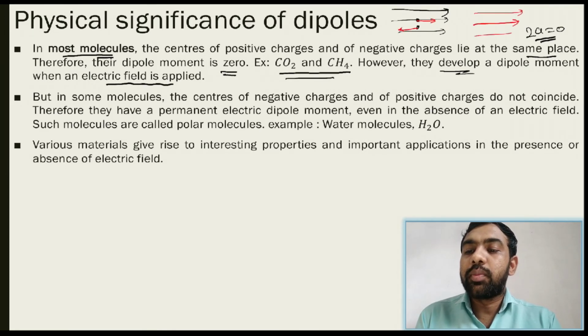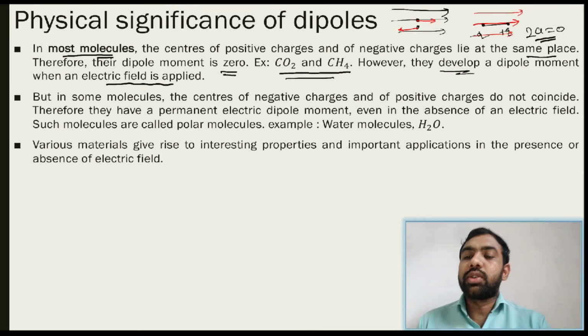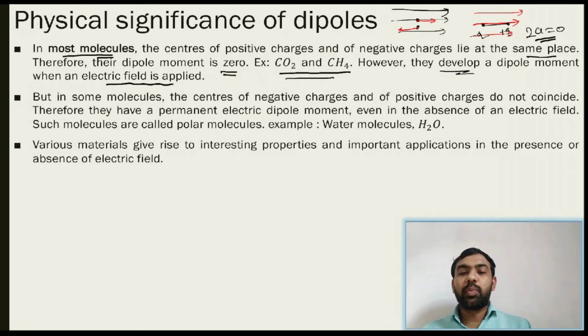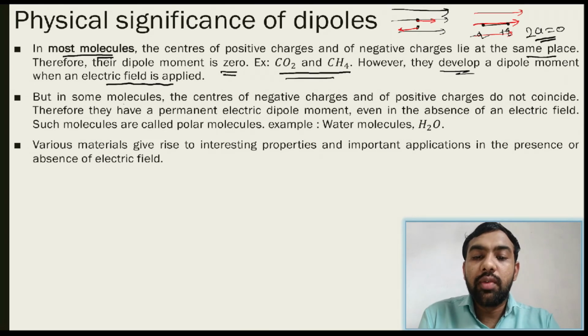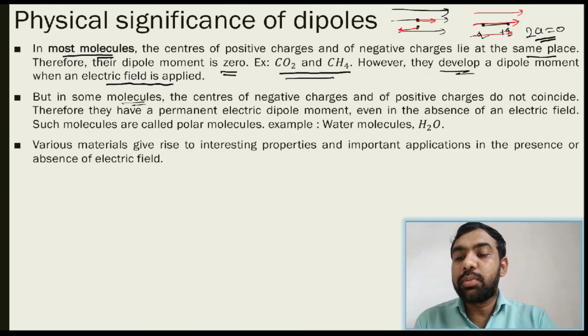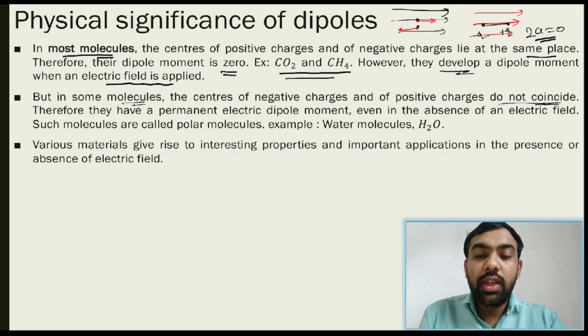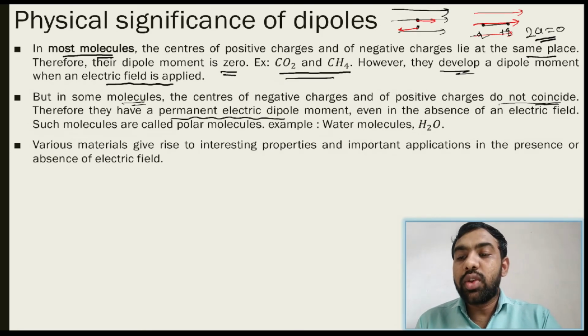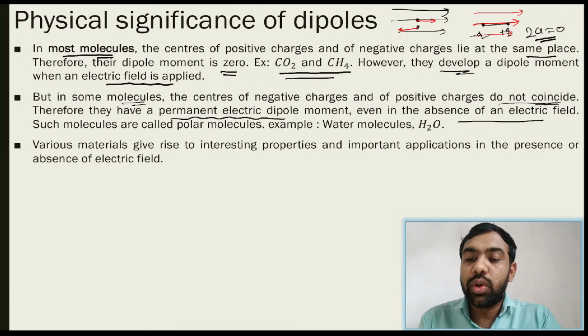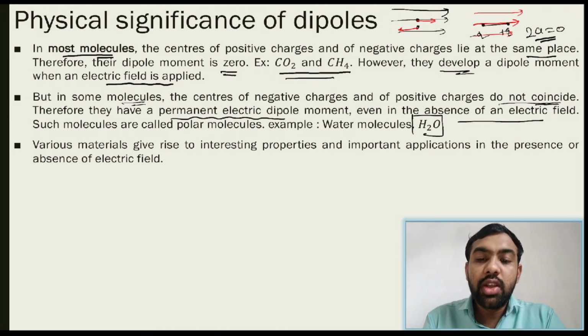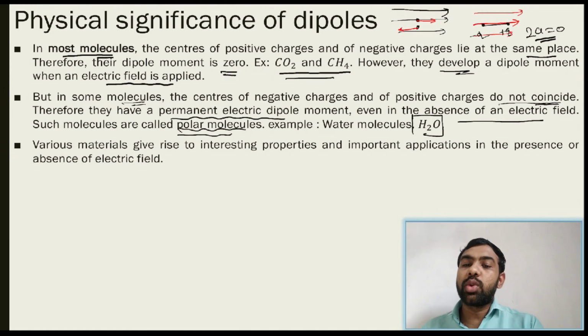So what happens after some time? After some time, minus q and plus q, and the dipole moment is created this way. But some molecules, where the center of negative charge and positive charge do not coincide, अगर दोनों चार्ज कोइंसाइड मतलब सेम पॉइंट पे नहीं है, then they have a permanent electric dipole moment even in the absence of an electric field, like H2O, and we call these polar molecules. About polar and non-polar molecules we will discuss in detail later.